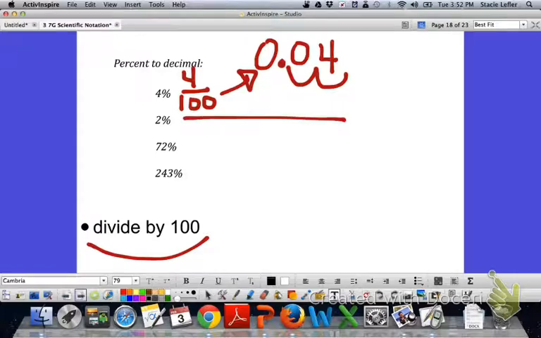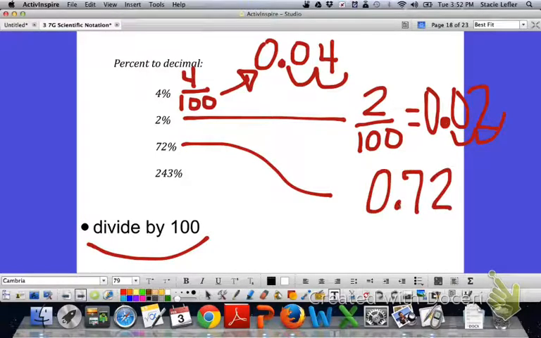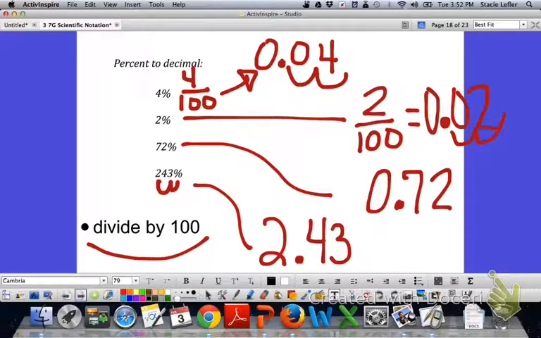So 2% would be 2 out of 100, 2 hundredths, which would be a 2 in the hundredths place value, so you can read it out loud, 2 hundredths. That's the same as moving our decimal 2 places to the left. So with 72%, we move it 2 places to the left, and it's 72 hundredths. 243% would become 2 and 43 hundredths.